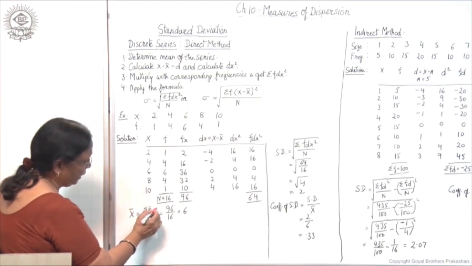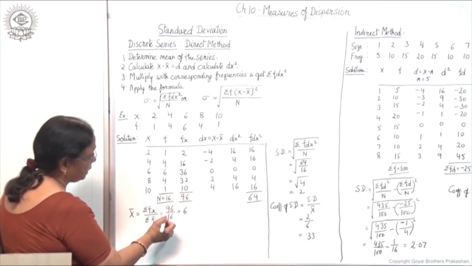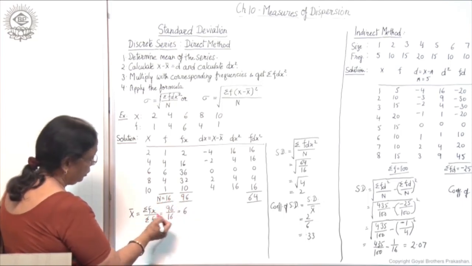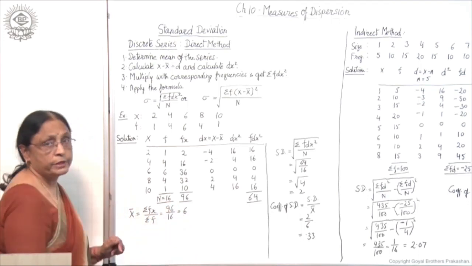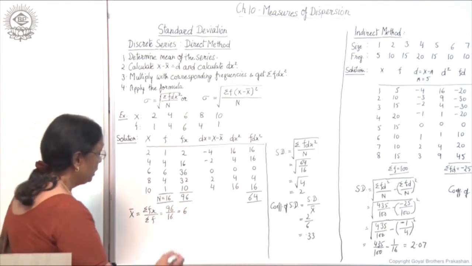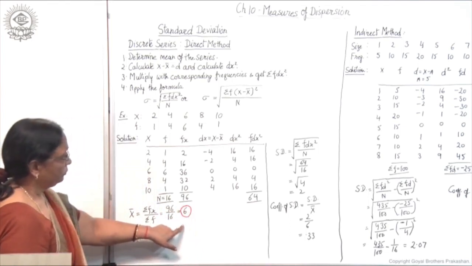X bar is sigma fx upon sigma f. Here sigma fx is 96, sigma f or n is 16. So, x bar is equal to 6. 96 divided by 16 is equal to 6. This is your mean x bar.